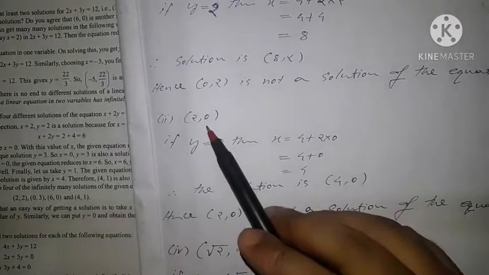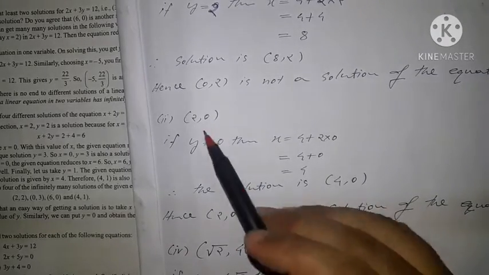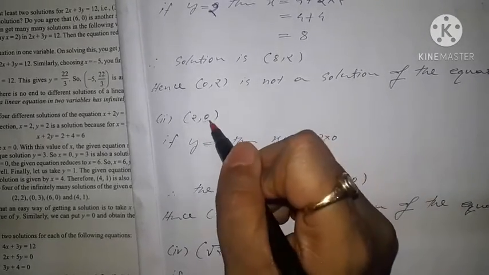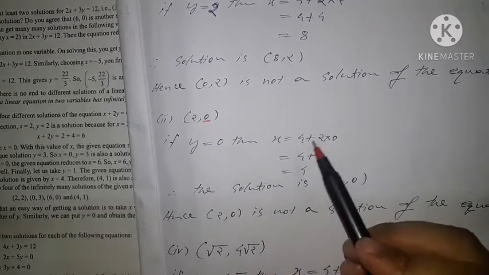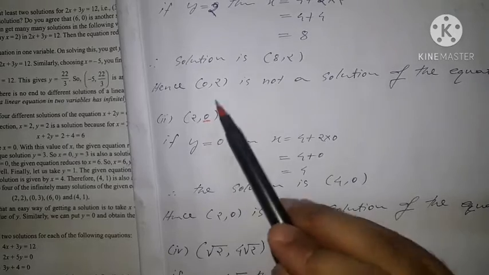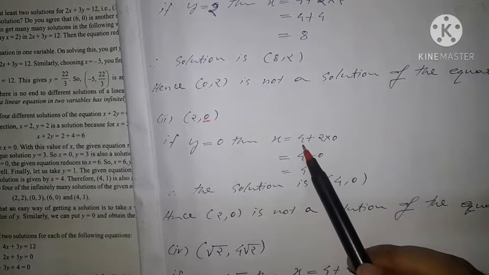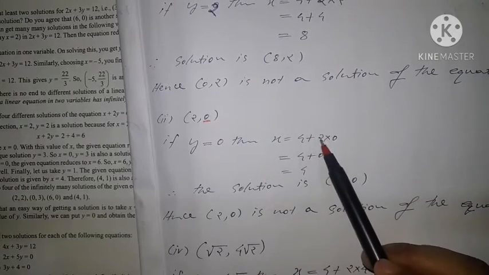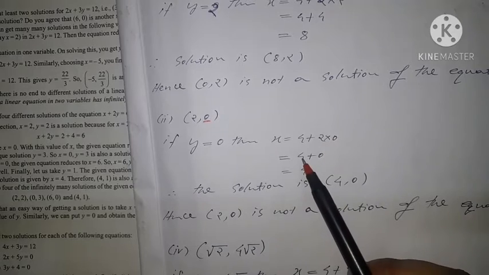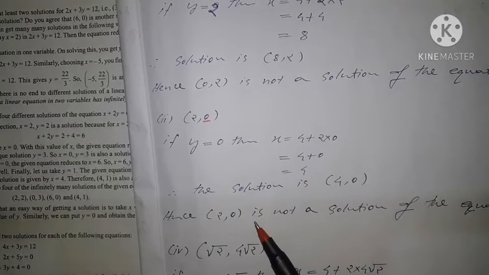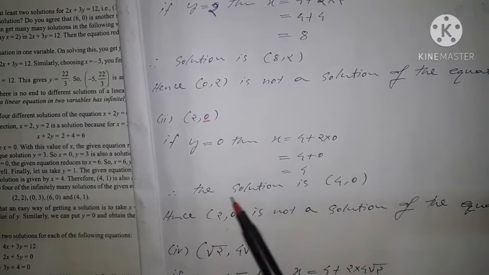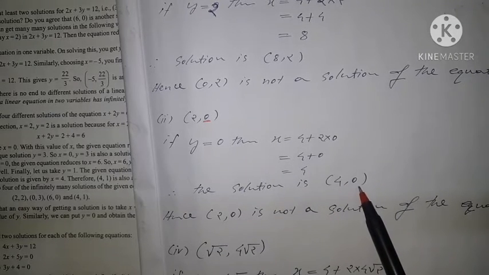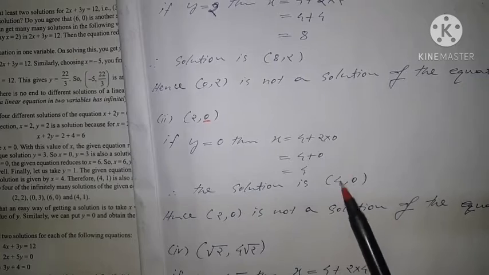Similarly for question number 2, it is given (2, 0). So if we put the value of y as 0, let's see what the value of x will be. In the given equation, if we put y as 0, it becomes 4 plus 2 into 0, which is 0, therefore 4 plus 0 equals 4. So the value of x becomes 4. Therefore the solution is (4, 0). That means when we put 0, we get 4.